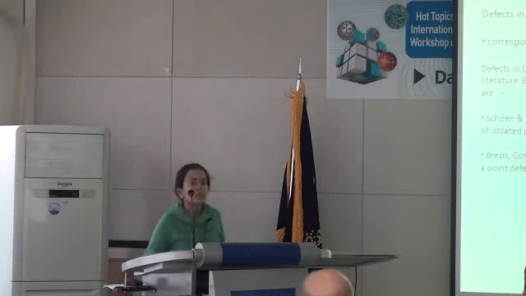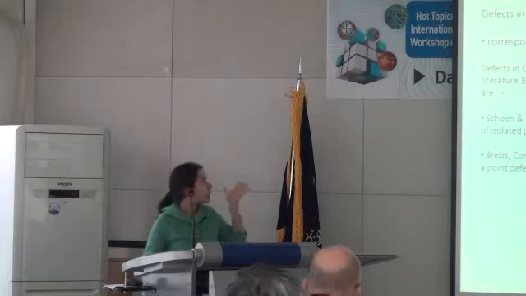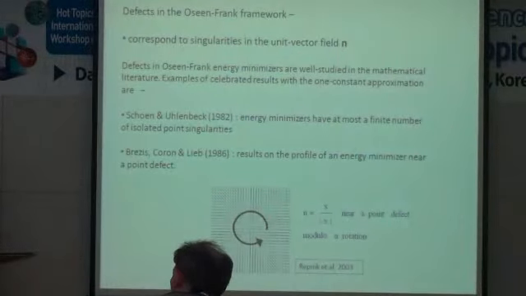But at least in the one constant case, I think it is just harmonic maps. In one case or the other, the Oseen-Frank theory is nice in the sense that the defects have a very straightforward interpretation. They're just points where n is not defined. So they're just singularities in your unit vector field.